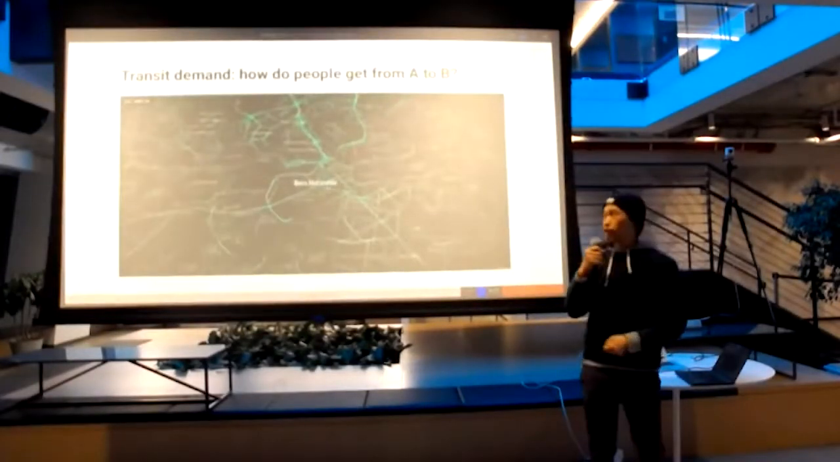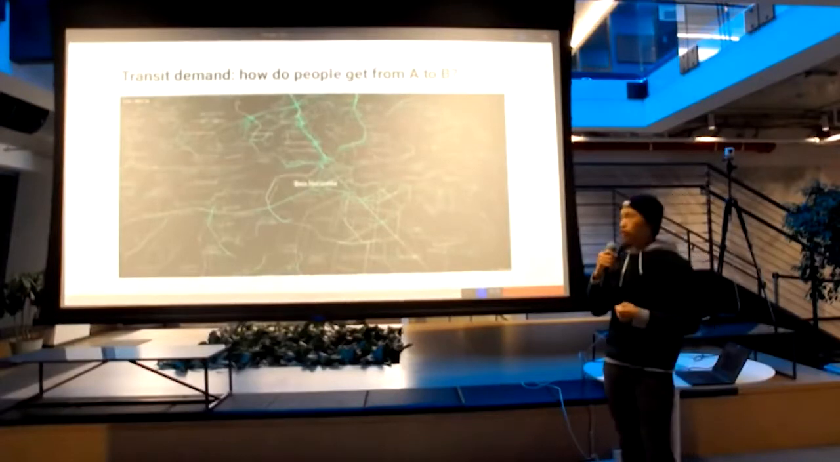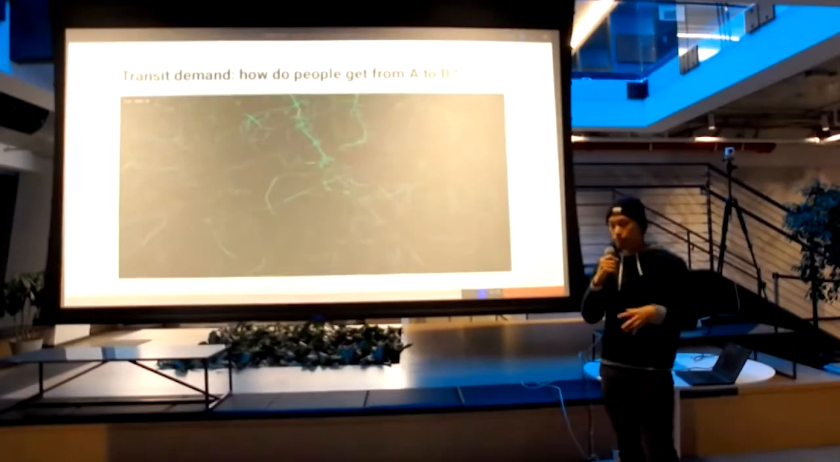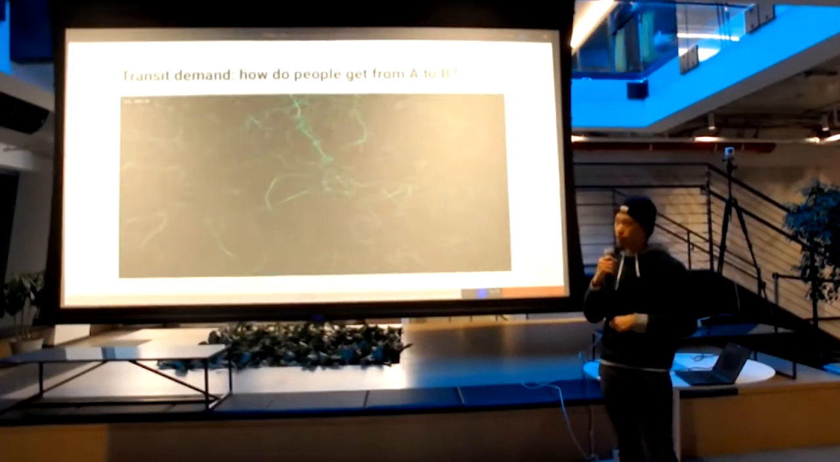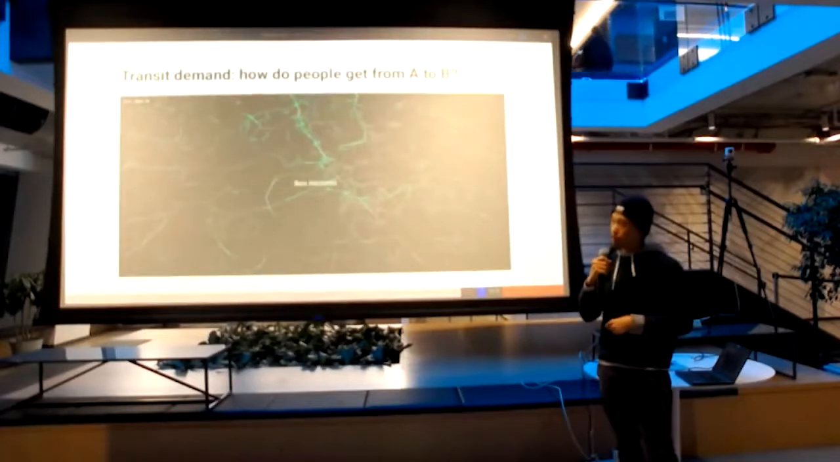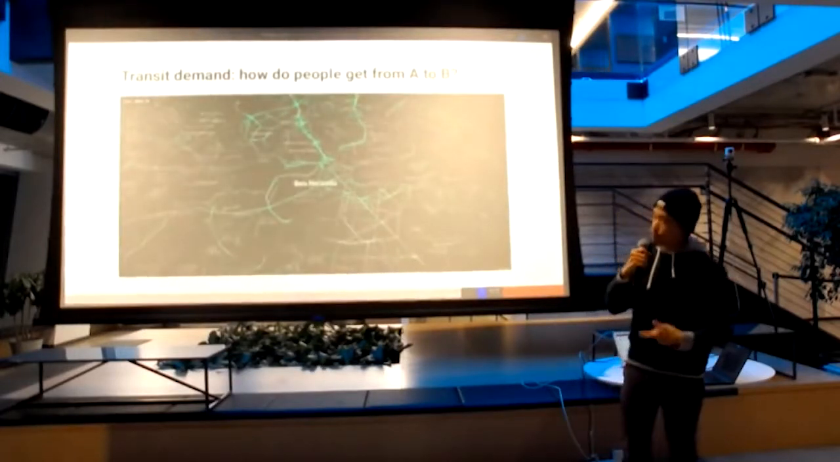Okay, so the core problem we were trying to solve with this, at least this initial simulation, was just basically modeling how people get from point A to point B. So if they drive, what roads are they taking? If they take public transit, what are the details of those trips and so on?